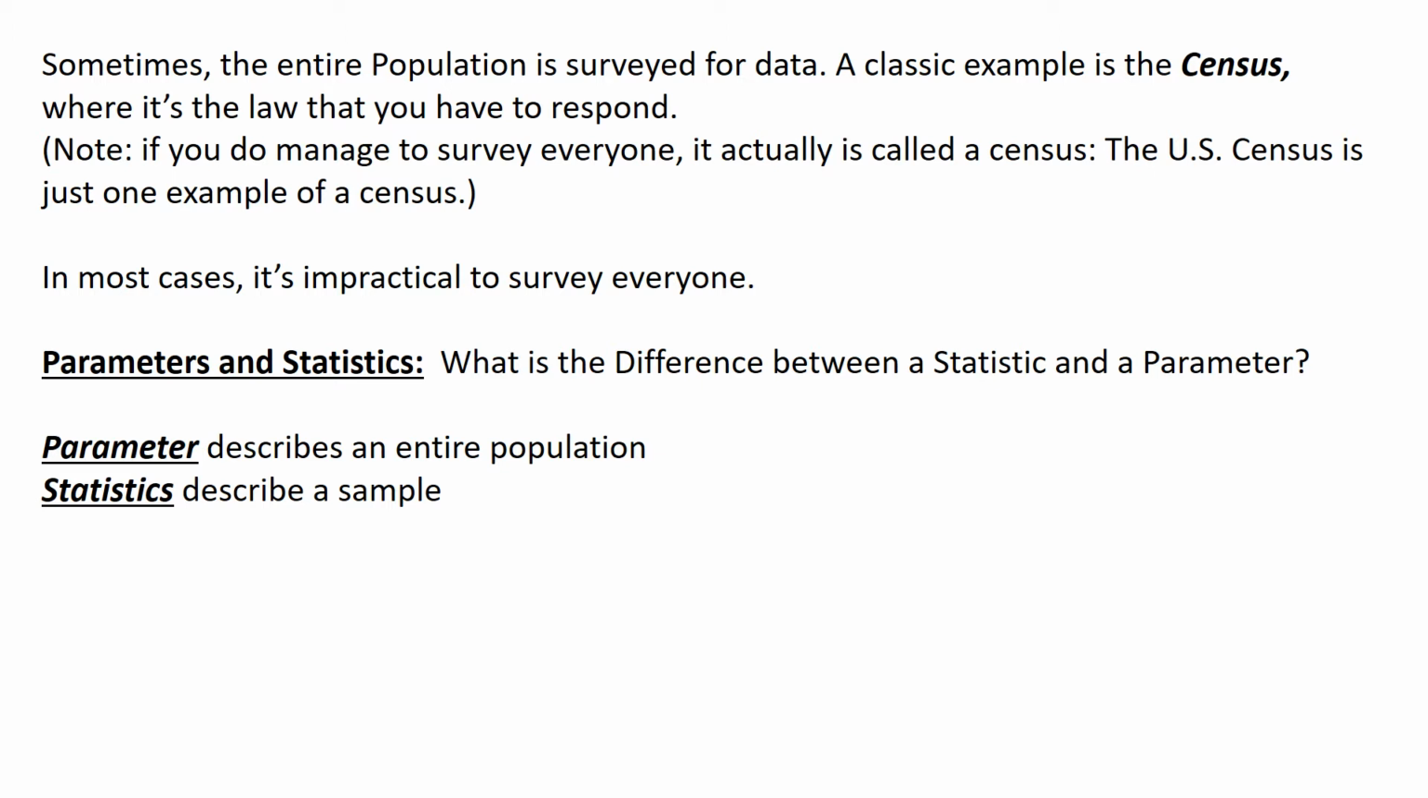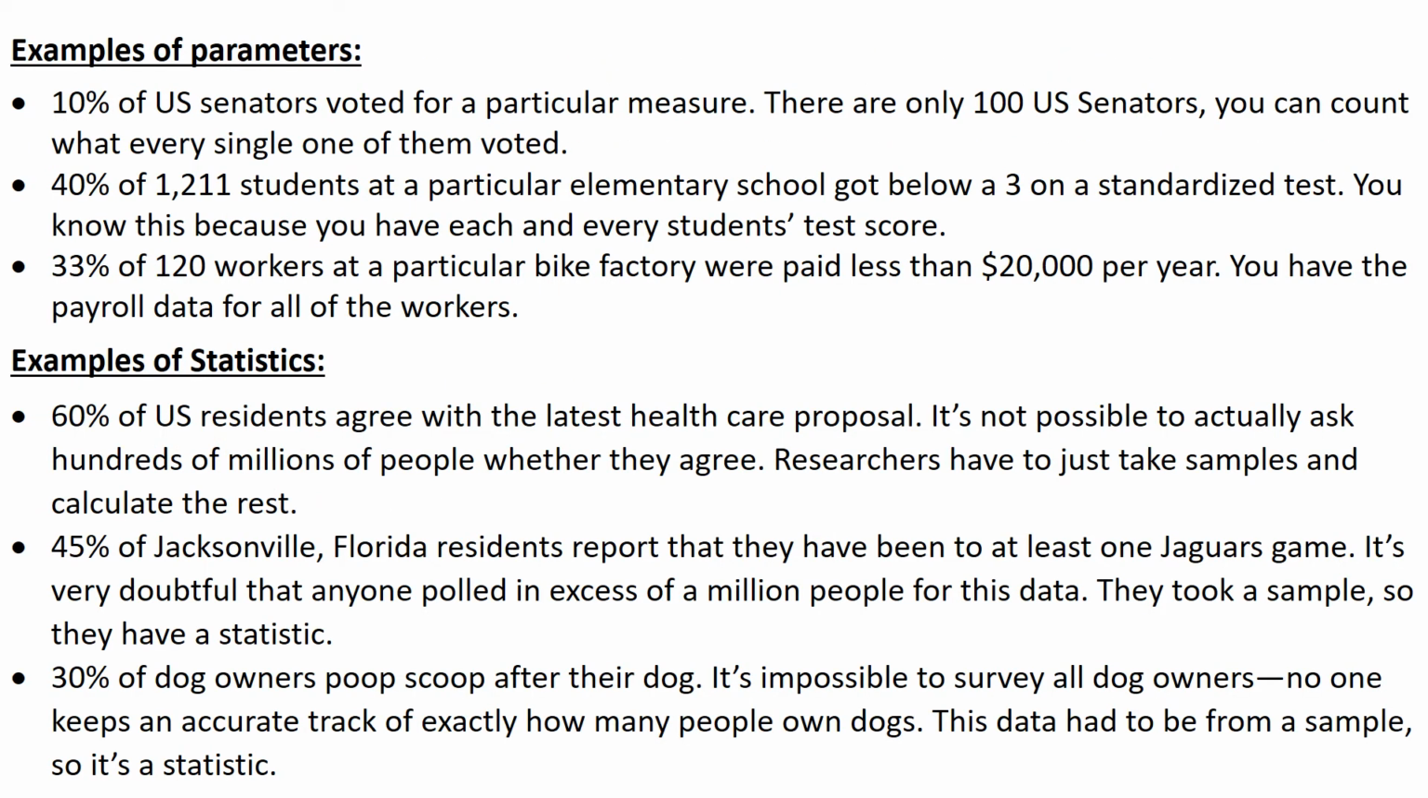Now, there are parameters and statistics as well. The parameter is for the entire population of what we're observing. The statistic is for the sample of the population. A parameter, for example, is the entire population. In this case, 10% of U.S. senators vote for a measure. I know within our U.S. Congress there are only 100 senators. So 10% of the U.S. senators voted for it. That means only 10 would, because I know the population of the Senate.